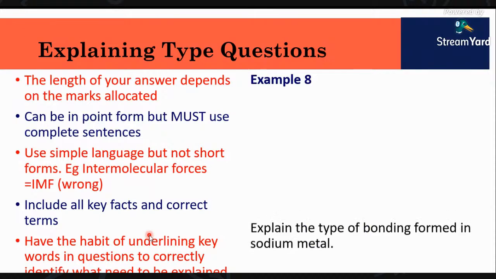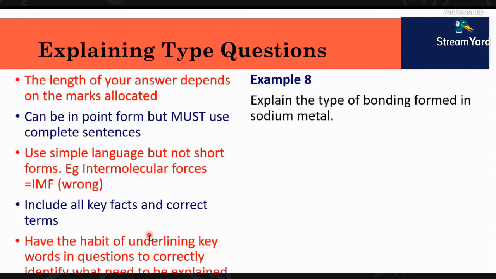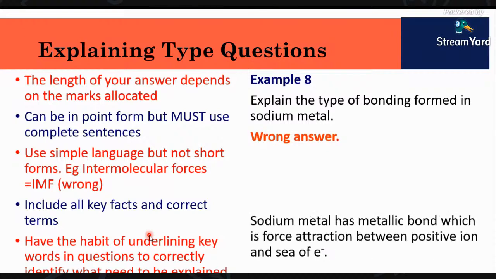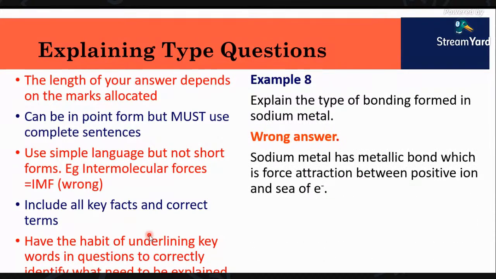So we have an example over here. Explain the type of bonding formed in sodium metal. This is a sample of a wrong answer. By reading it at first glance, you sort of feel that this is a correct answer, but no. What is missing here is the key facts and the correct terms, and the reason we cannot grant a mark for this answer is the usage of short form.